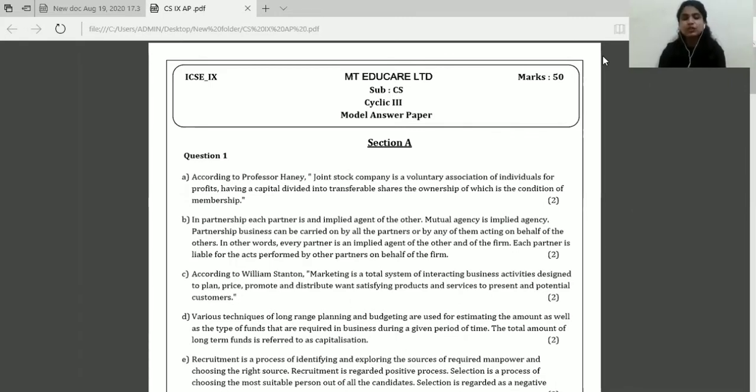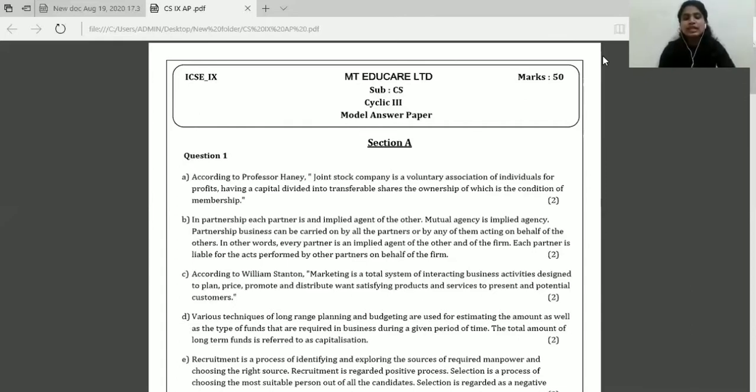The subject that we're going to discuss is commercial studies. This was a 50 marks paper and you have two sections as always: section A and section B. In section A, you had two main questions, question 1 and question 2, and each of these main questions had 5 sub-questions under them. So, section A comprised 20 marks weightage for this paper.